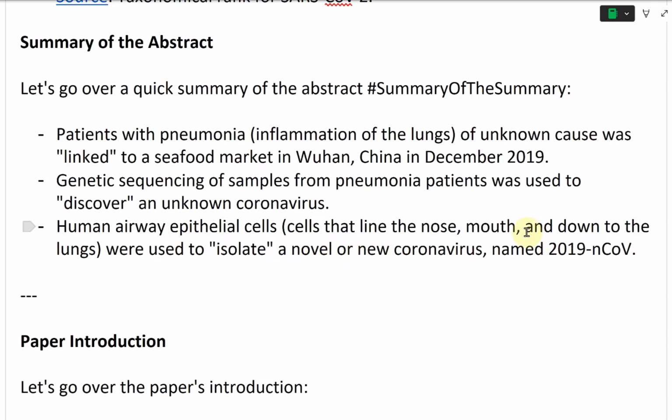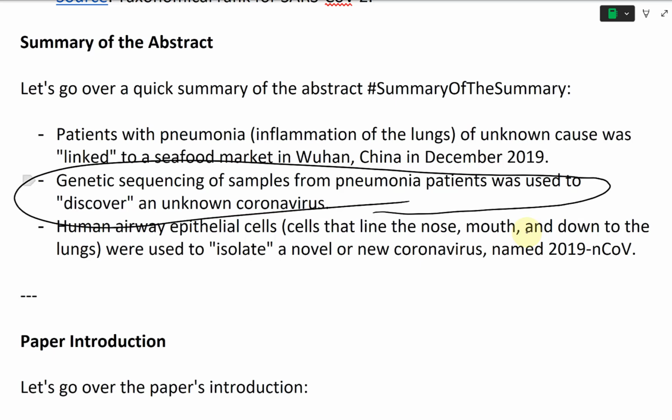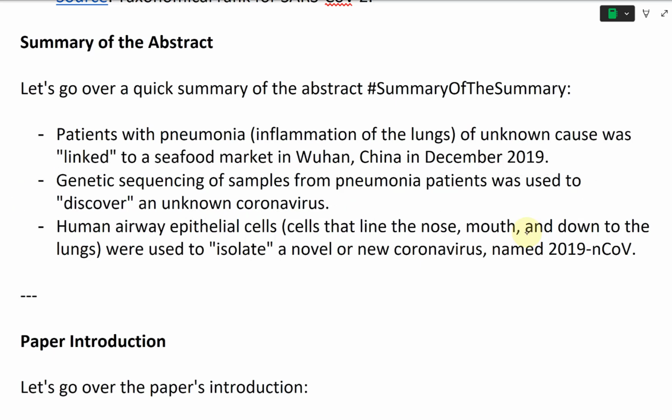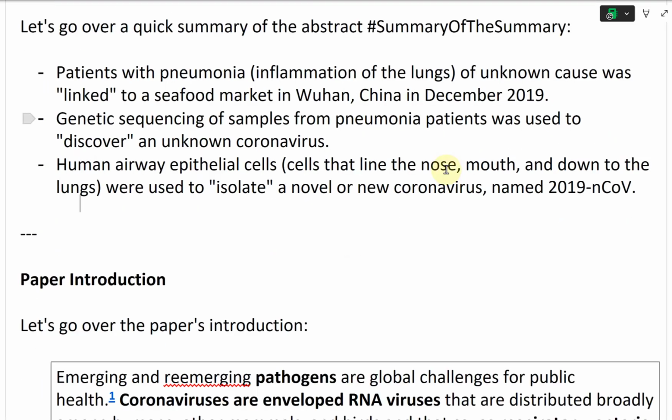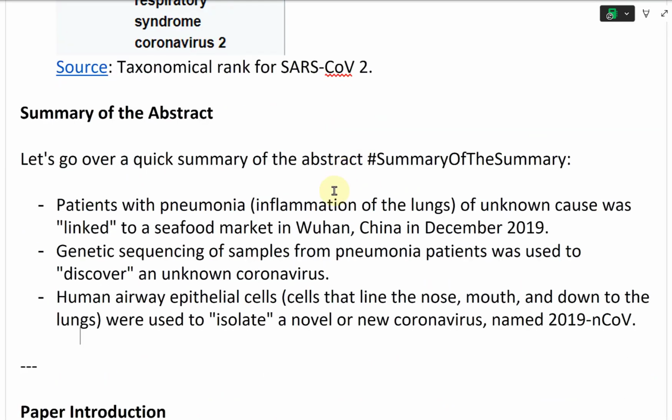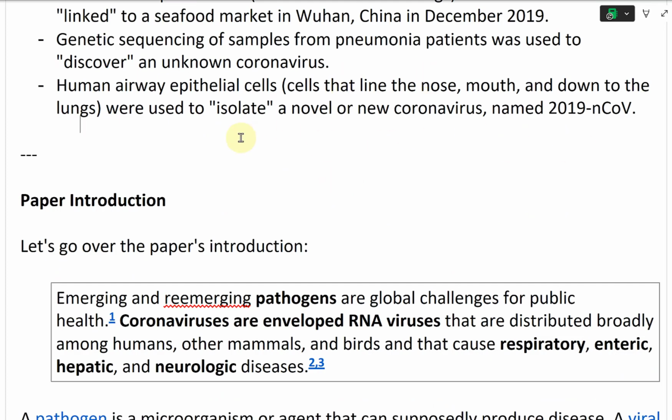All right, so to break it down even further, basically they found some patients with inflammation of the lungs. Then they did genetic sequencing to discover a new virus, and then they somehow isolated it using the cells that line the nose, mouth, and lungs, and so on. So yes, very interesting. We're going to look through the methods and so on to see if this all makes sense.